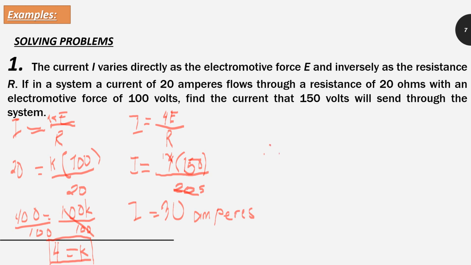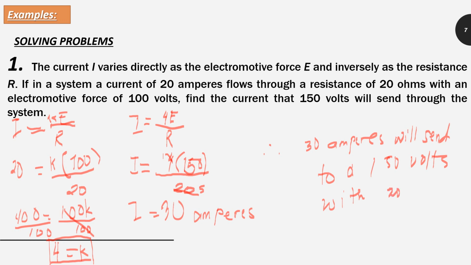Therefore, 30 amperes will be sent to a 150 volts with 20 ohms resistance. Let's proceed to another example.